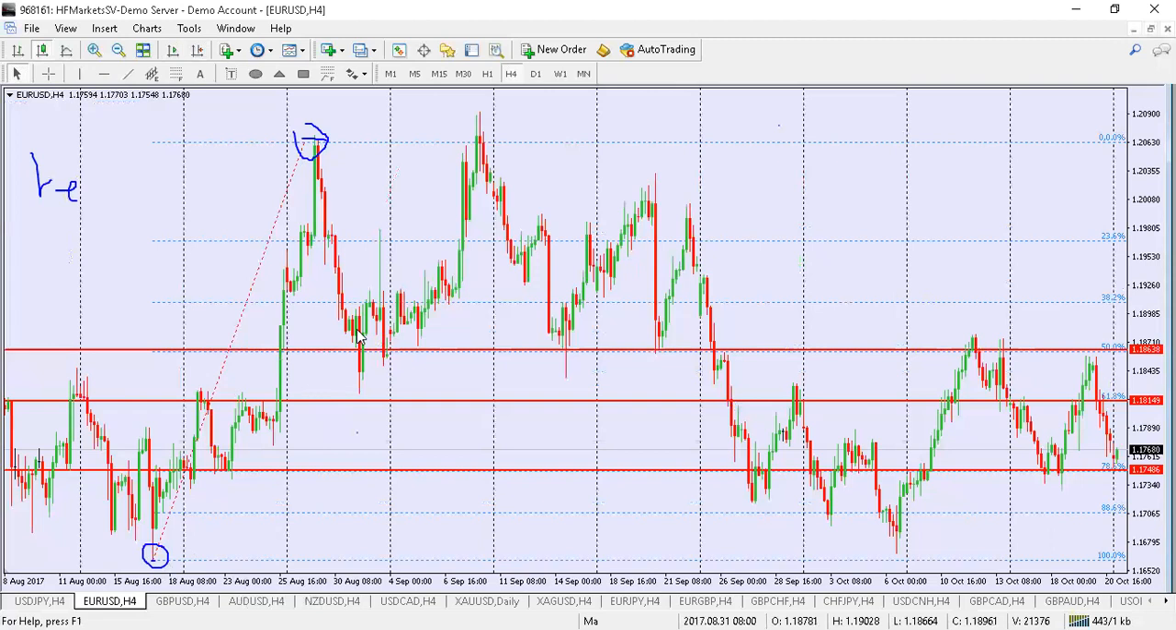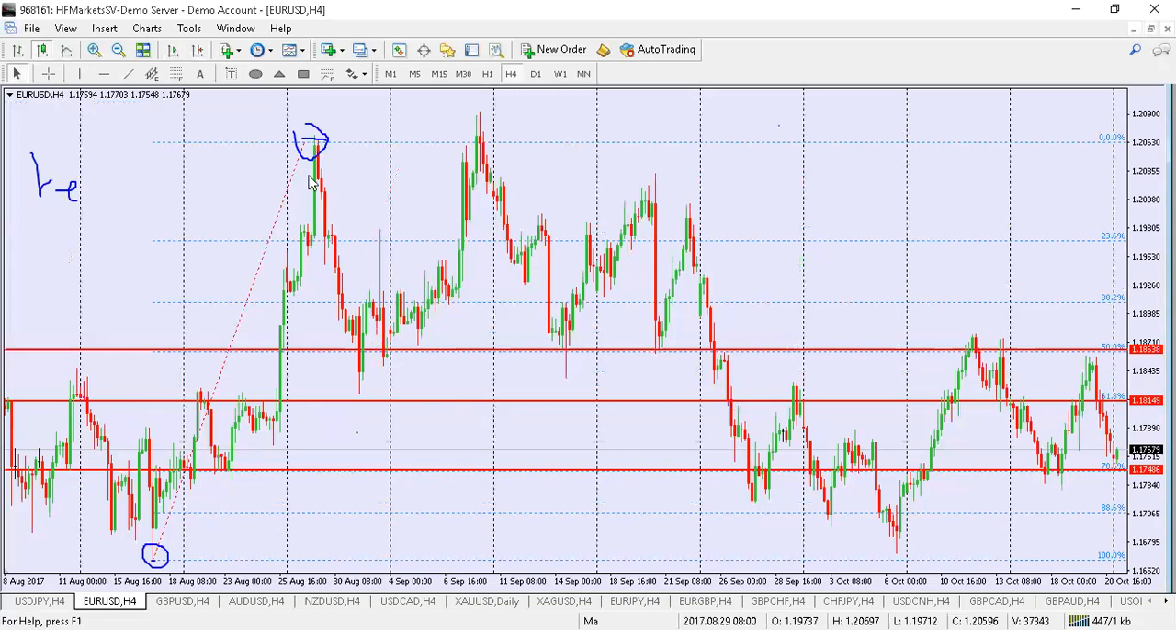You get the whole idea. So for me, the 50% is very important. So right here or here, I would have looked at a possible buy. Do you get it now?